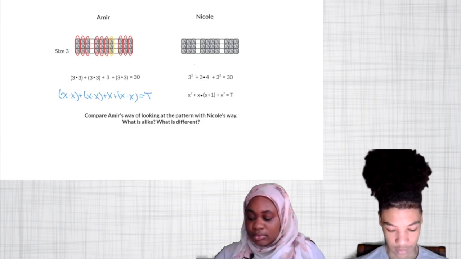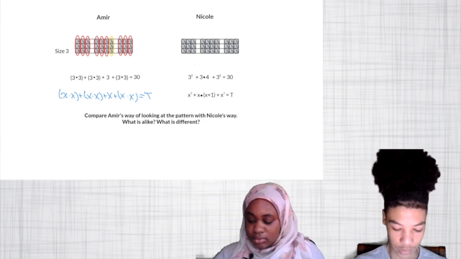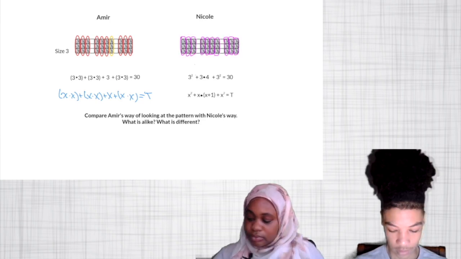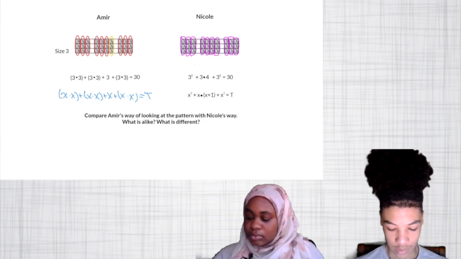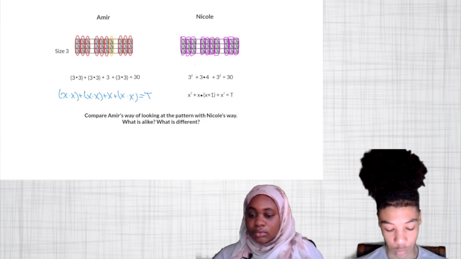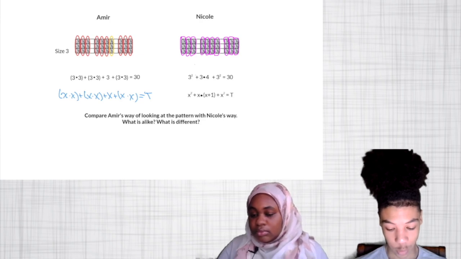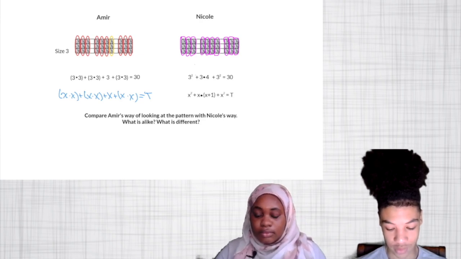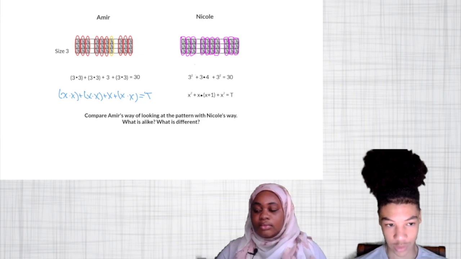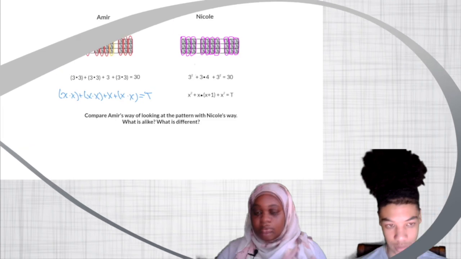And I'm just going to do this for reference real quick. I'm going to circle the columns for Nicole's equation. So something else I noticed is that Amir chooses to do a different color to represent the +3, while Nicole keeps all of hers in the same color because she multiplies the full 3 times 4.